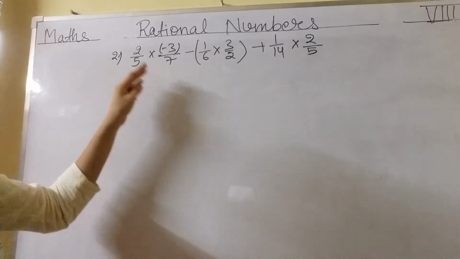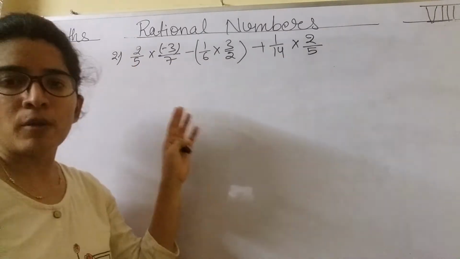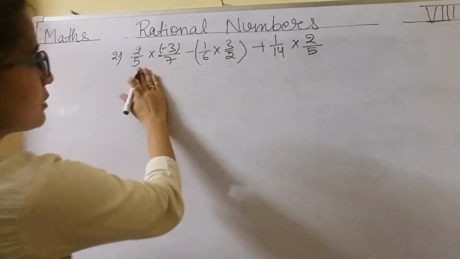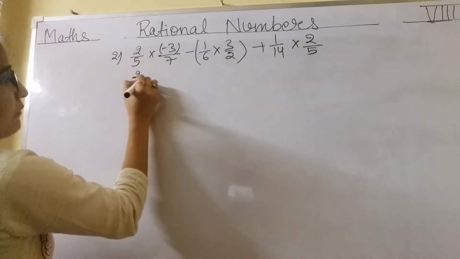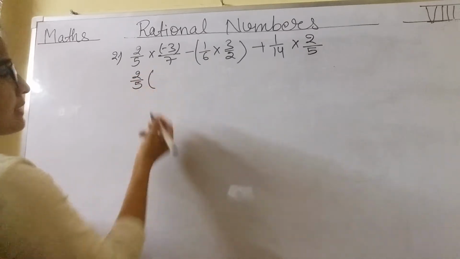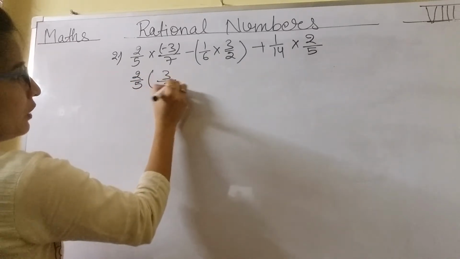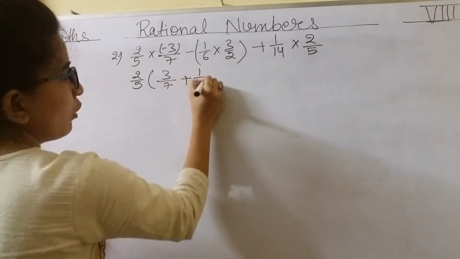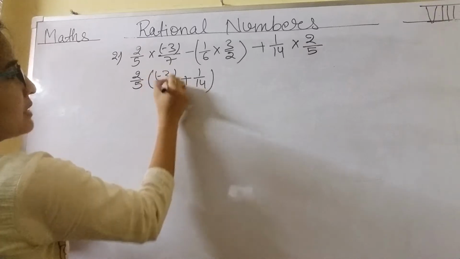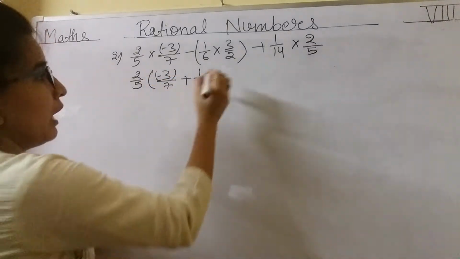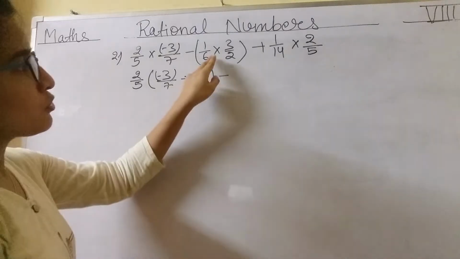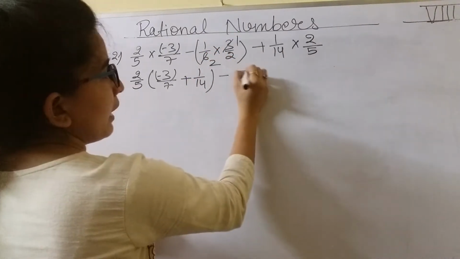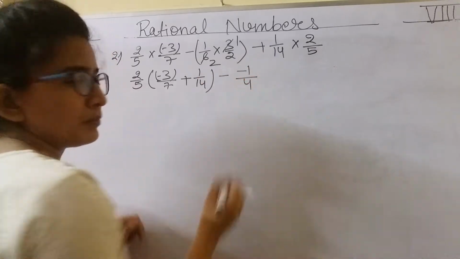So again we have to identify whether there is any common number in this equation. We see that 2 by 5 is multiplying with these two numbers. So we'll take 2 by 5 as a common number outside, and inside the bracket we'll take minus 3 by 7 and here plus 1 by 14, and here we can solve this. 3 ones are 3, 3 twos are 6, that is minus 1 upon 2 twos are 4.